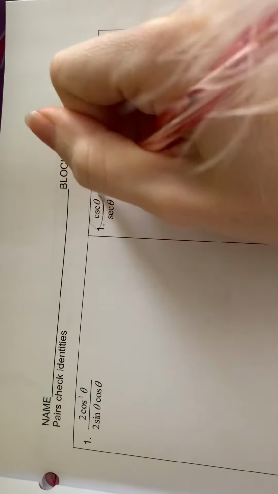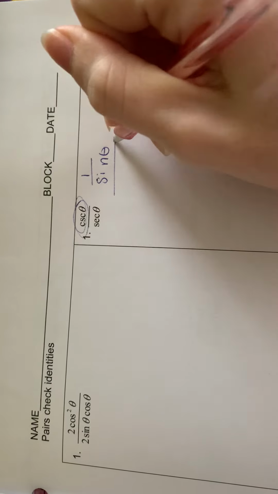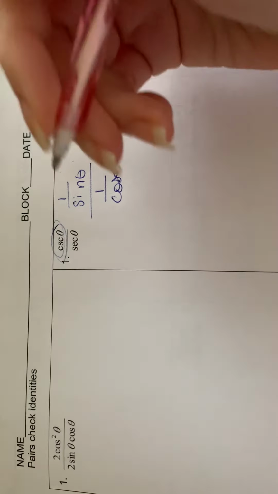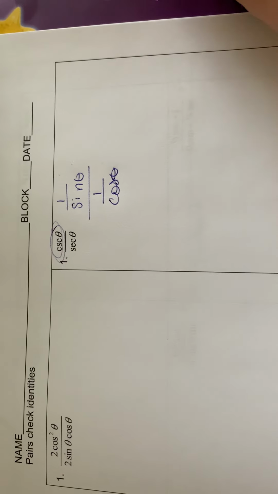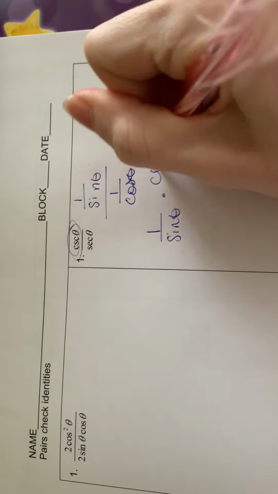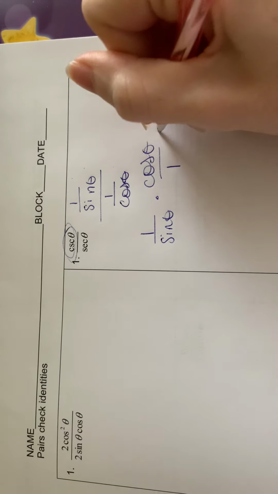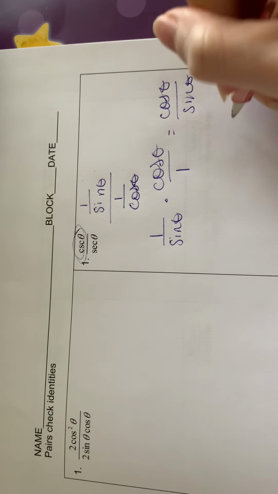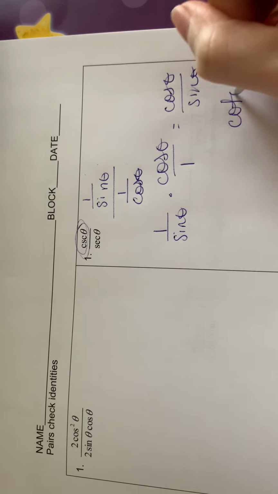So our cosecant, let's make that a 1 over sine. And our secant, let's make that a 1 over cos. Now look at that. It is a complex fraction. So let's think about what that means. Division means multiply by the reciprocal. So now I have 1 over sine times cos over 1, which is cos over sine. A little cotan.